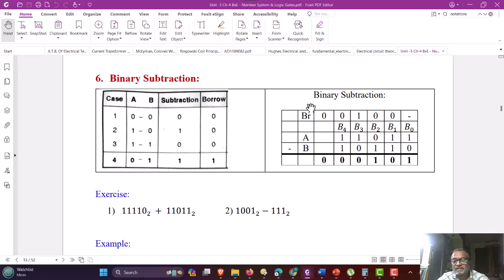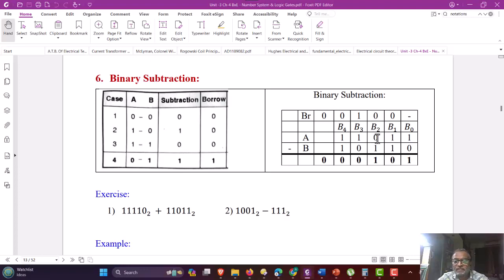When multi-bit subtraction is to be done, it is again done similar to the multi-bit addition. Here only we apply the rule of subtraction and we do the subtraction column by column. So number A and number B are shown here. B0 to B4 are the bits of the number. In B0 column, 1 minus 0 is 1. In B1 column, 1 minus 1, the borrow is 0 and subtraction is 0.